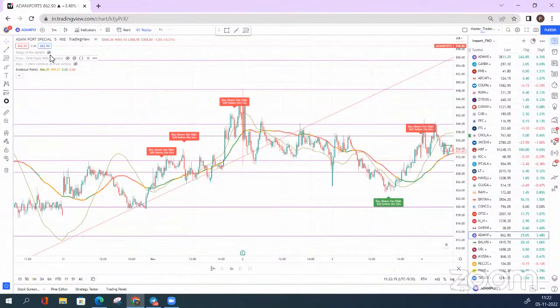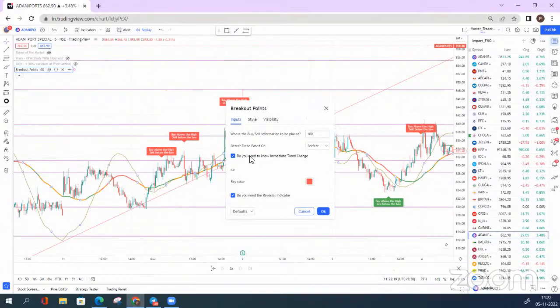But I did some more advancement to this one. I will not be using the immediate trend change. This is a setting that it has in the breakout points. It has three settings: one is quick detection, then perfect detection, and there is no detection. You can work with either of the three if you want to see where my buying levels are.